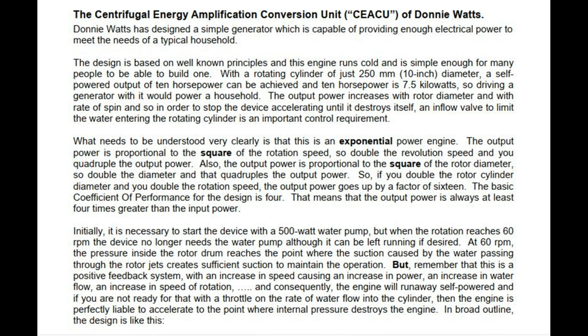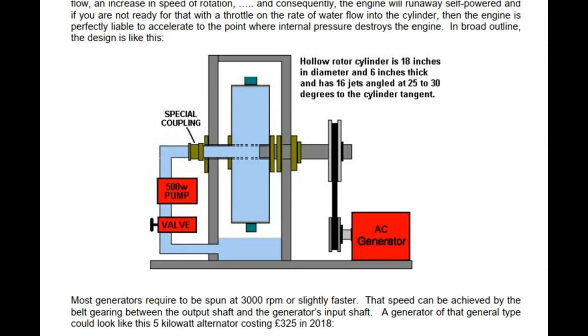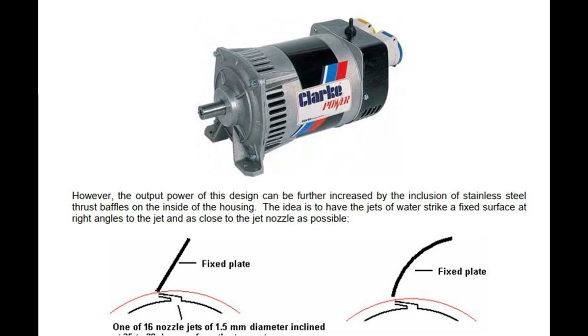Most generators require to be spun at 3000 RPM or slightly faster. That speed can be achieved by the belt gearing between the output shaft and the generator's input shaft. A generator of that general type could look like this 5 kilowatt alternator costing £325 in 2018.